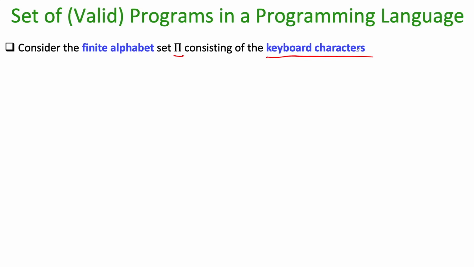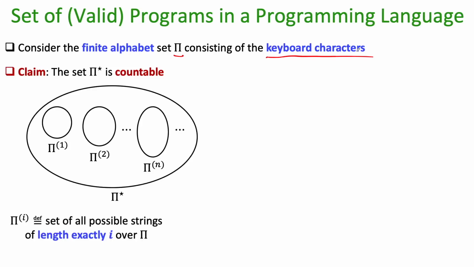Even if you take various combinations of keyboard characters, that will give you a new character. But even if you take all such combinations, the set of all the characters which you can type using your keyboard is a finite alphabet. I am calling it pi. And we already proved that pi star is countable if pi is a finite alphabet. We just proved that because pi power I is the set of all possible strings of length exactly I, and we know how to enumerate all the strings of the set pi star.